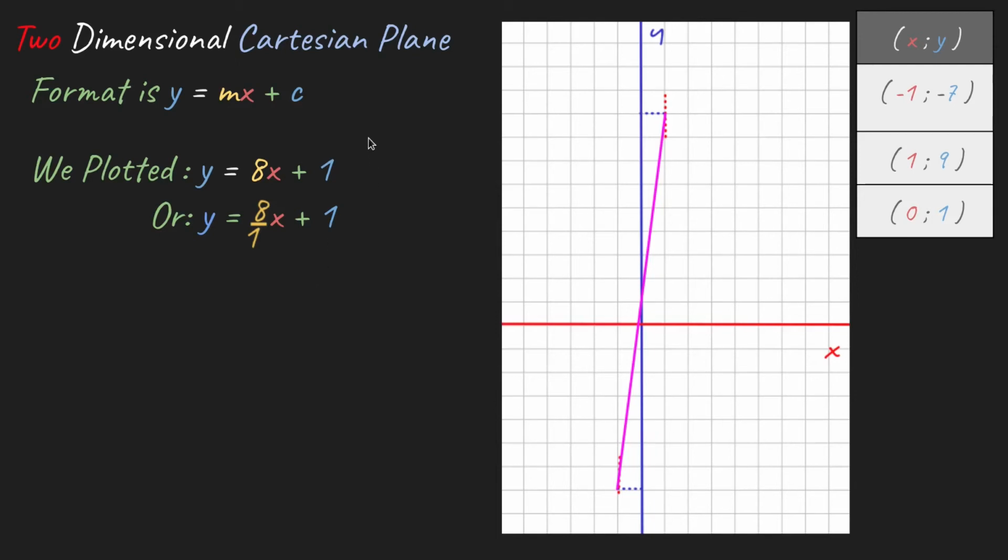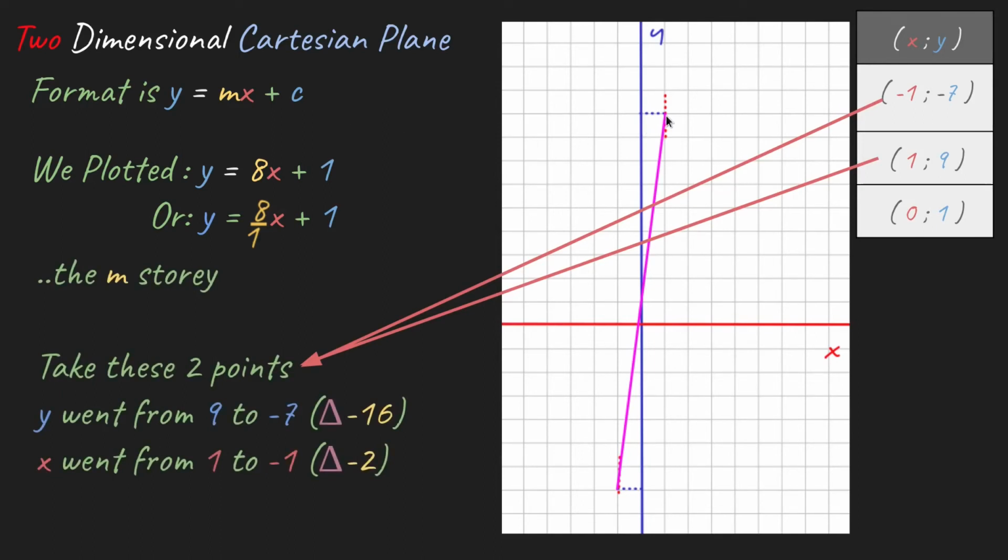We need to do the last 2 points just to prove things to ourselves. Remember, we're trying to sort out what the m means. So let's take those last 2 points. In this case, we're going to go down the line as it goes down. When y changes from 9 to -7 at the bottom, we've had a change in the negative direction of -16. At the same time, x goes from 1 to -1. So y went from 9 to -7, which was -16 in that direction.